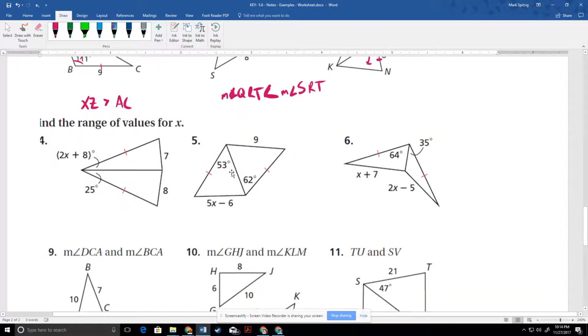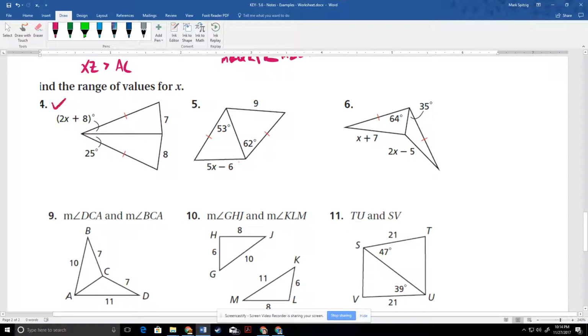All right. This one we did up top as an example. So let's look at 6. There are basically 3 things we need to look at here. The Hinge theorem says we know that this 64 is bigger than this 35. Therefore, we know that x plus 7 is going to be bigger than 2x minus 5.